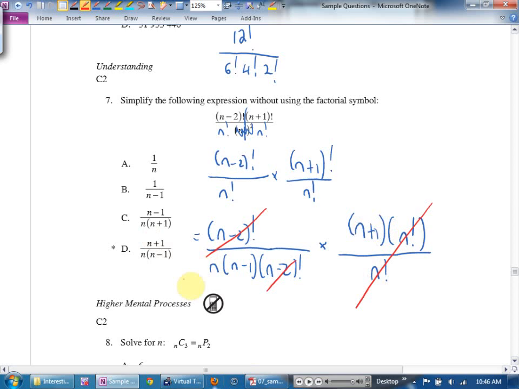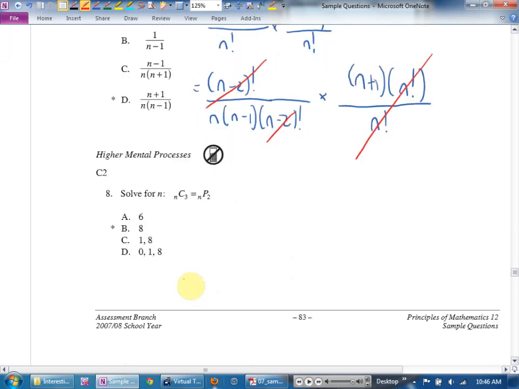Number 8. How would I do number 8? This is an H question, so higher mental process. Are you serious? How would I do number 8? Oh, wait a minute. It says non-calculator. If it was calculator, I'd be plugging in answers left, right, and center.